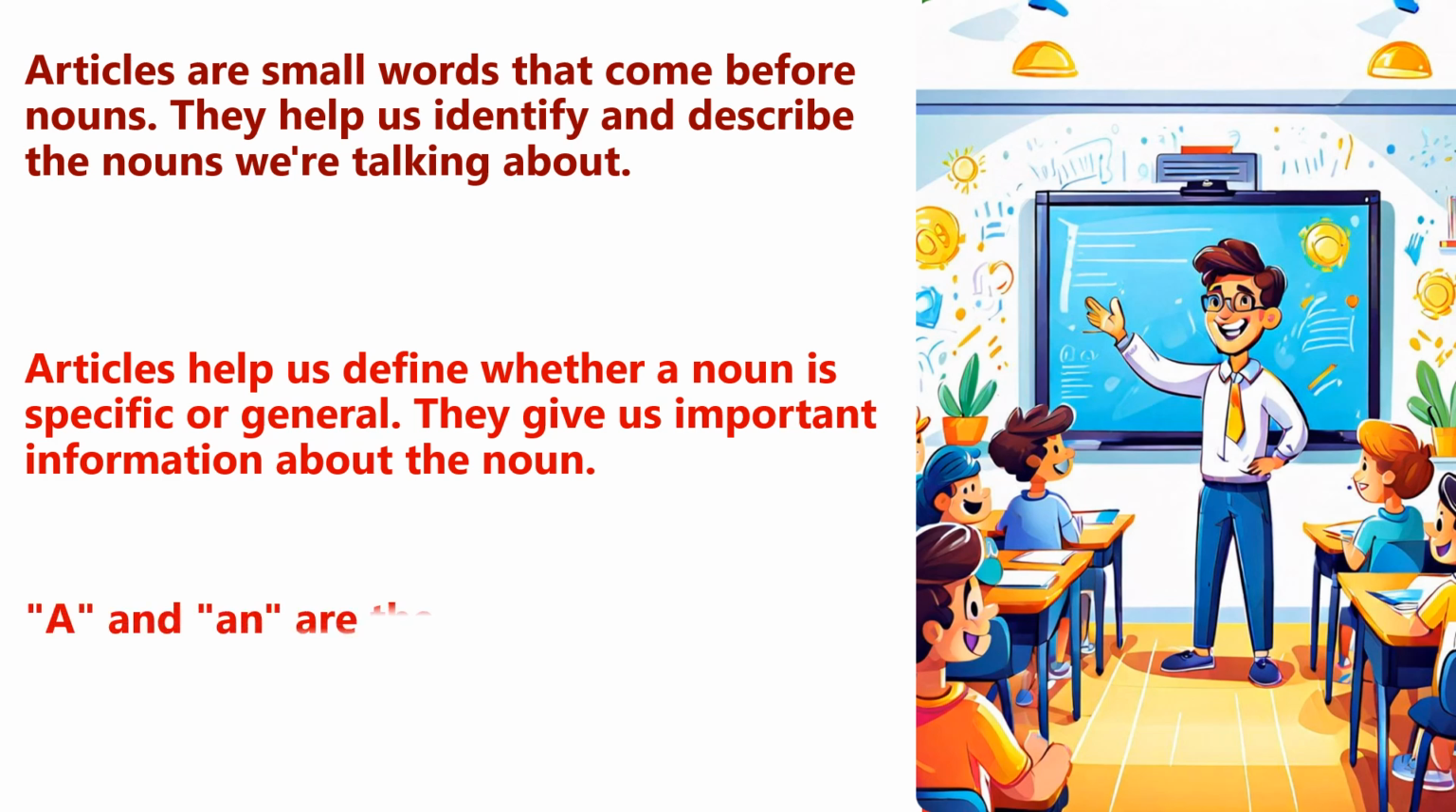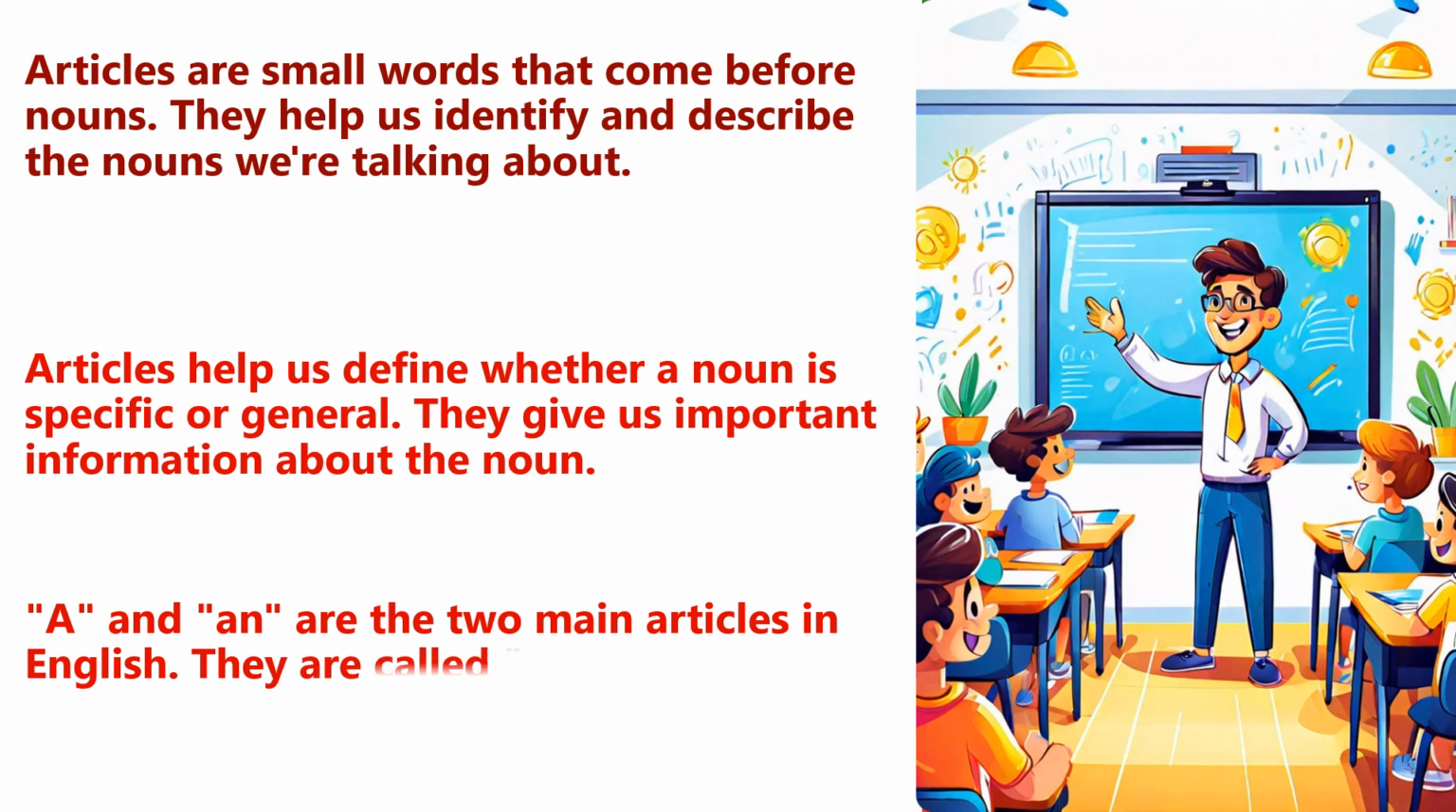A and an are two main articles in English. They are called indefinite articles, which means they don't point out a specific thing or person. They are more general. Now, why are these articles important? Well, they help us figure out if a noun is specific or general in a sentence. So articles give us clues about whether we are talking about any old thing or something specific.